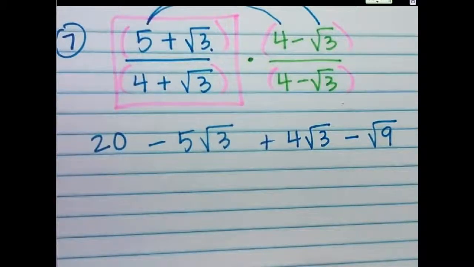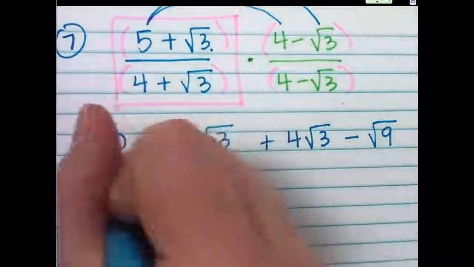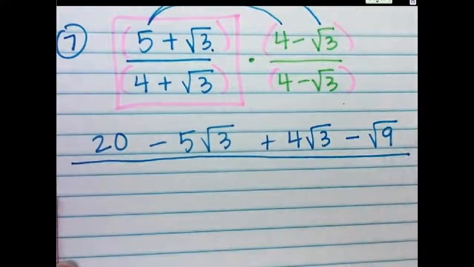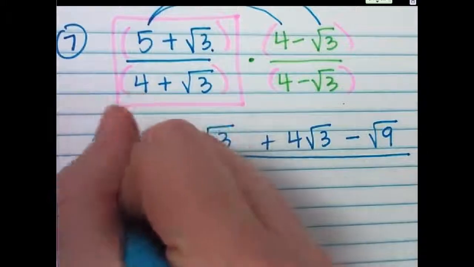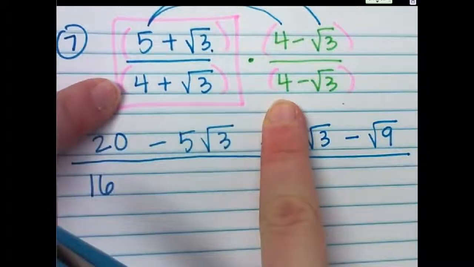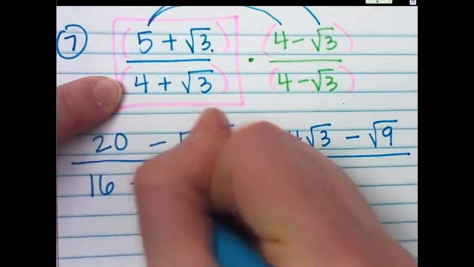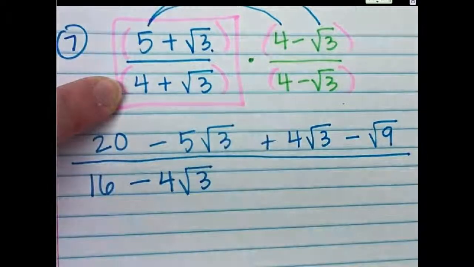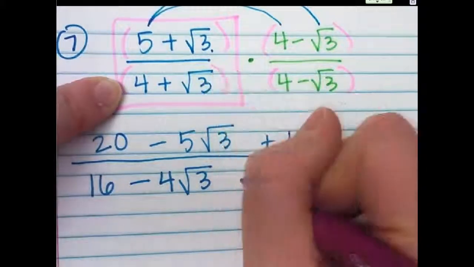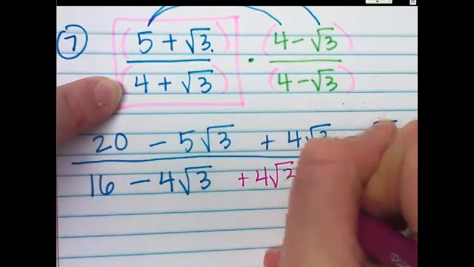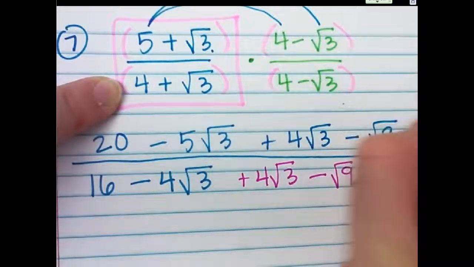Do you want to simplify the top before you do the bottom, or do you want to just do the bottom now and simplify together? I'm holding here. No one cares? Okay, I'm going to do the bottom. So on the bottom, I'm going to FOIL again. 4 times 4 is 16. 4 times negative square root 3 is negative 4 square root 3. And then I do the next one. Positive 4 square root 3 minus square root 9.